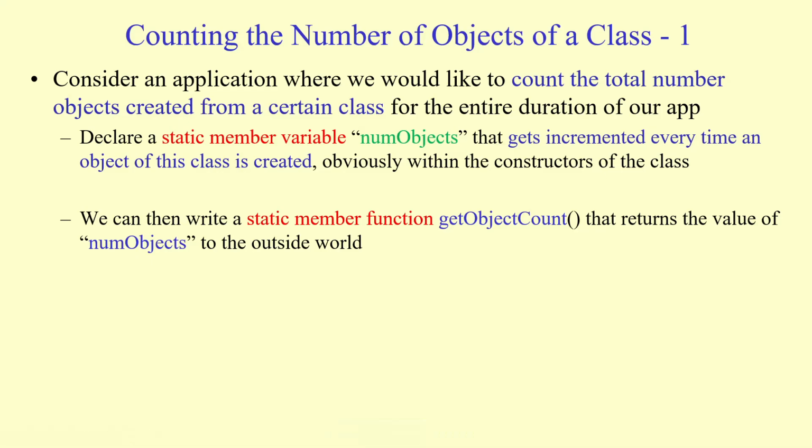Here's a typical application where we could use a static member variable and a static method to solve the problem. Consider the problem of counting the number of objects created from a certain class for the entire duration of our application. We could solve this by declaring a static member variable, let's name it numObjects, that gets incremented every time an object of this class is created, obviously within the constructors of the class. We can then write a static member function, getObjectCount, that returns the value of numObjects to the outside world.